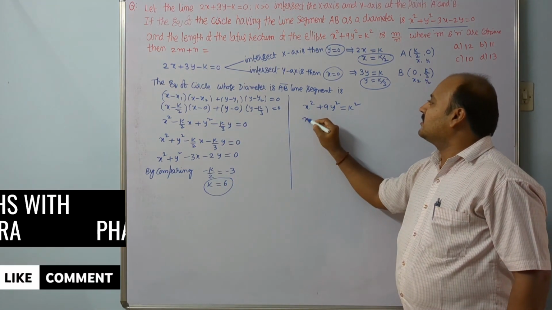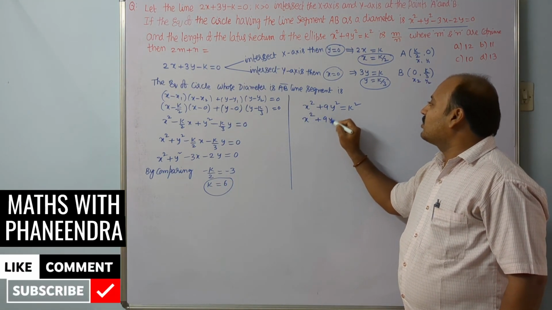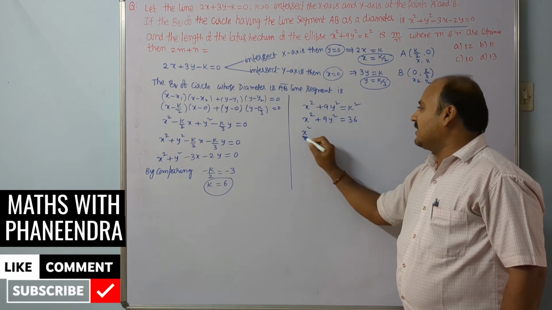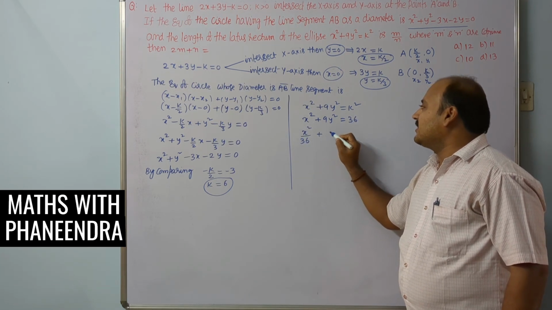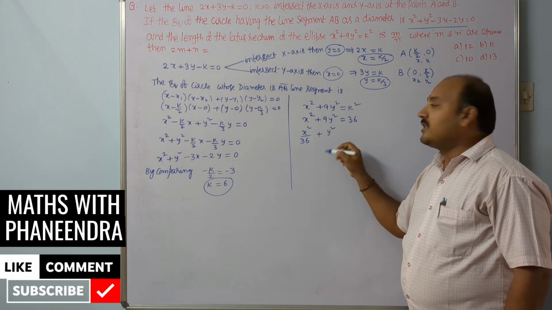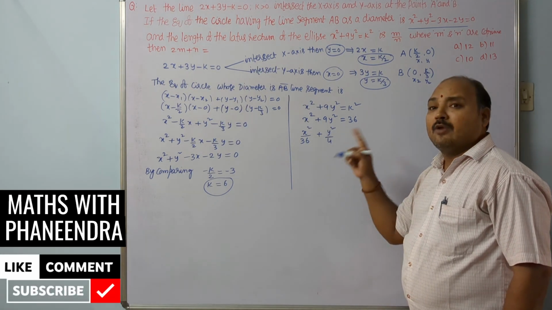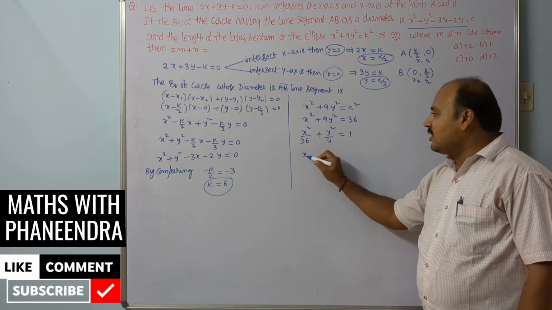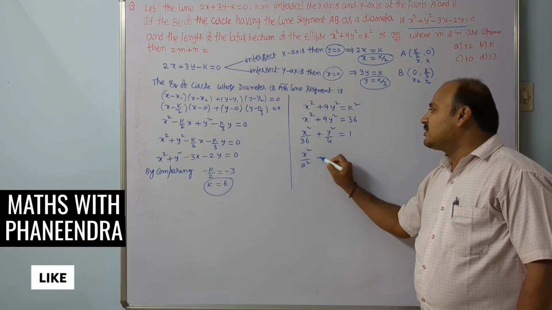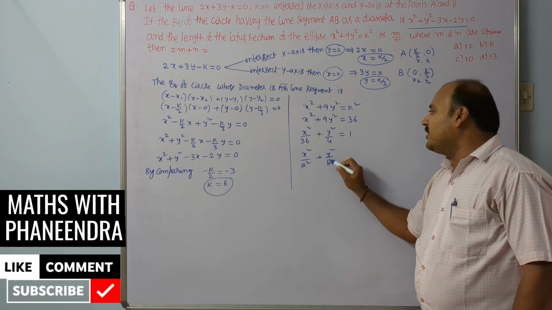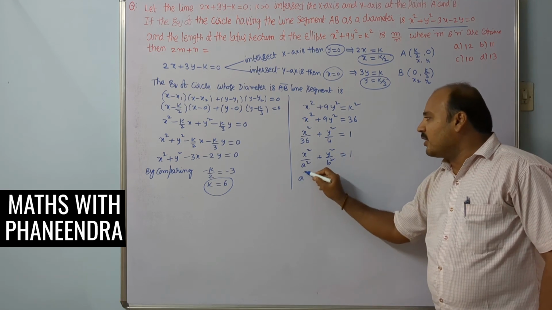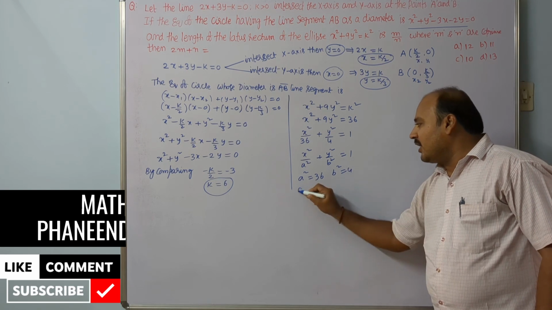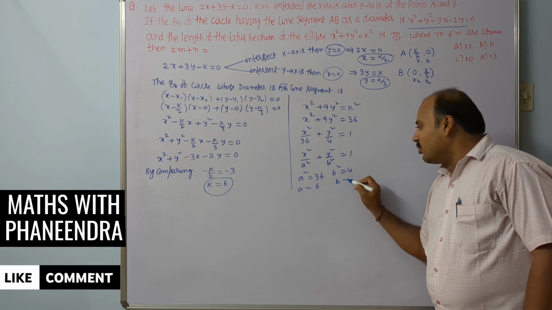Substitute k = 6: x² + 9y² = 36. Dividing throughout by 36: x²/36 + 9y²/36, which means y²/4, equals 36/36. Comparing this equation with x²/a² + y²/b² = 1, we get a² = 36, b² = 4. So a = 6, b = 2.